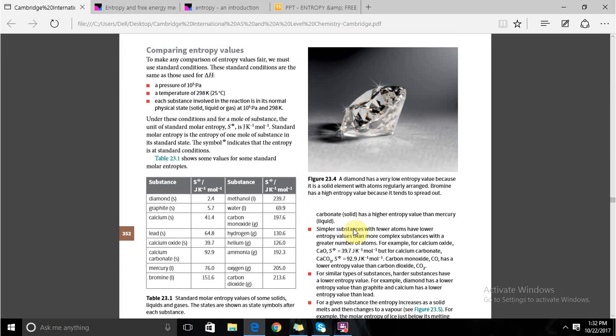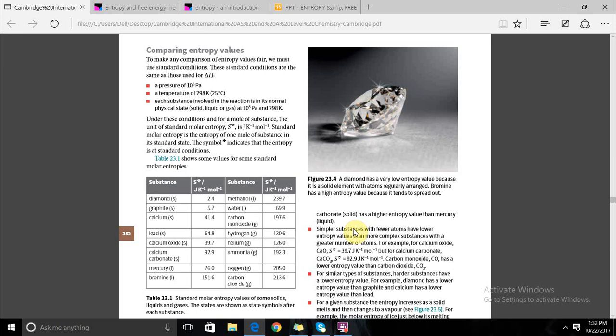The trend would be seen for a diamond and a graphite. Both of them are composed of the same kind of atoms, that is carbon. The arrangement is different. Diamond is 2.4 whereas graphite is 5.7. Calcium is also solid, however it has a value of 41.4. Lead is again solid, but it has a greater value, 64.8. Calcium oxide, being a solid, has a lower value than both calcium and lead. Calcium carbonate has a higher value than any of them. Mercury is a liquid and yet has basically more than some of the solids.